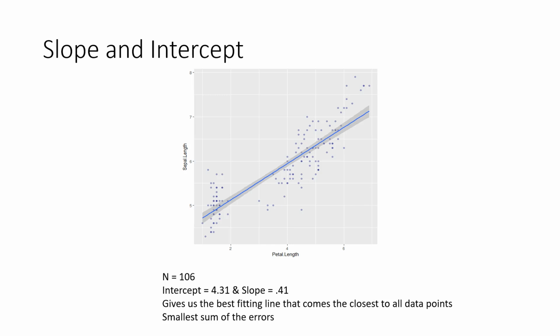All right, we're back to looking at our slope and our intercept. We have 106 data points here. That's not a lot of data points to build a model on, but we did it anyway. Remember, we said that our intercept is 4.31 and our slope is 0.41.